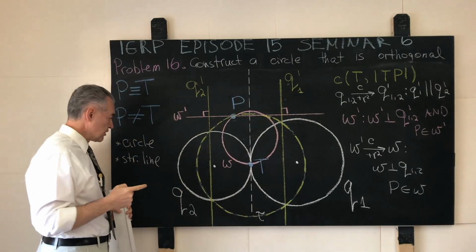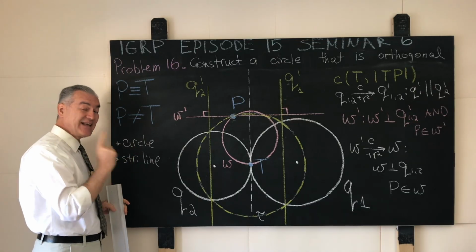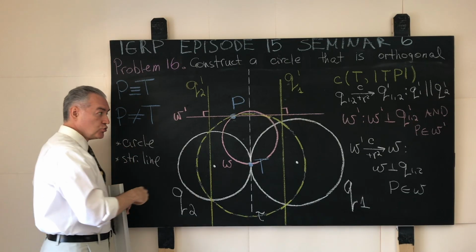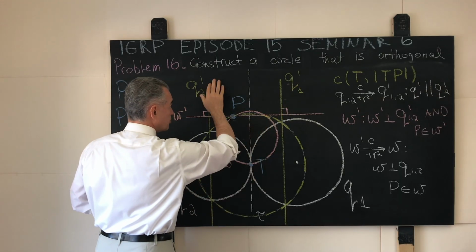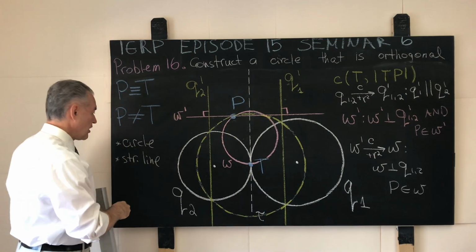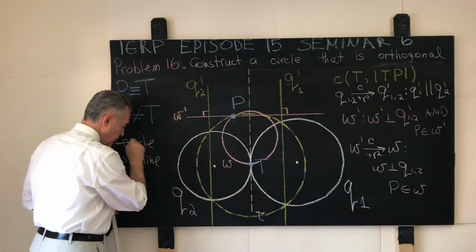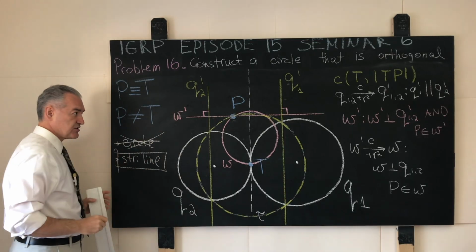our requirement. Remember, our circle, if it exists, has to be orthogonal simultaneously, or at once, to both of the geometric objects at hand, Q prime 1 and Q prime 2 straight lines, and it has to pass through the point P. So now we proved that this choice is impossible, no go. So the only suspect that's left is a straight line.